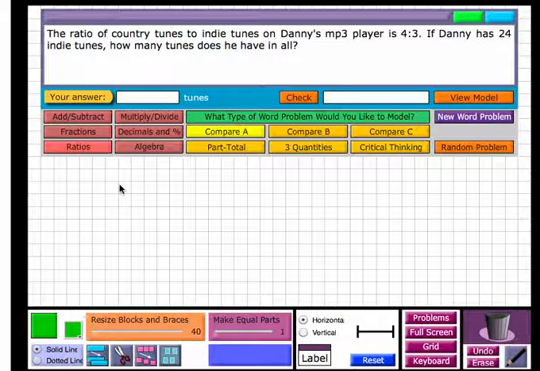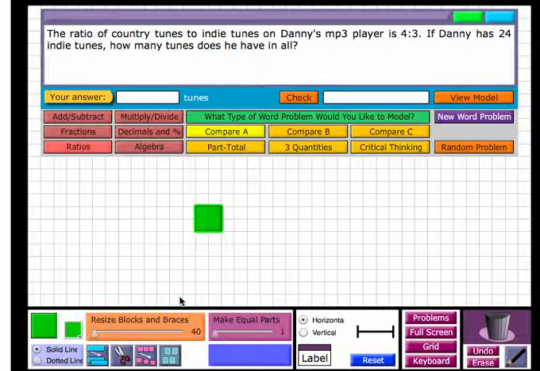If you have only completed 6 problems, compare A, compare B, compare C, and you're getting them all right, then you might not need more practice in those categories. You can go to part total or 3 quantities, or for a much higher challenge, critical thinking. For this video, I'm going to show you an example of compare A, compare B, compare C, and maybe part total. You don't need to use the blocks that are on this page.